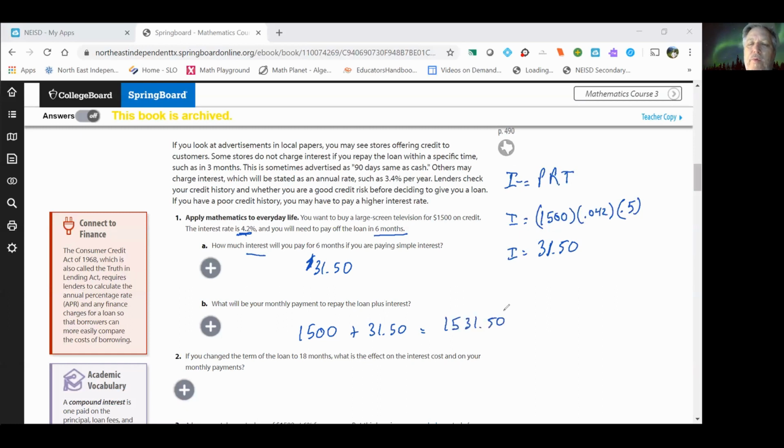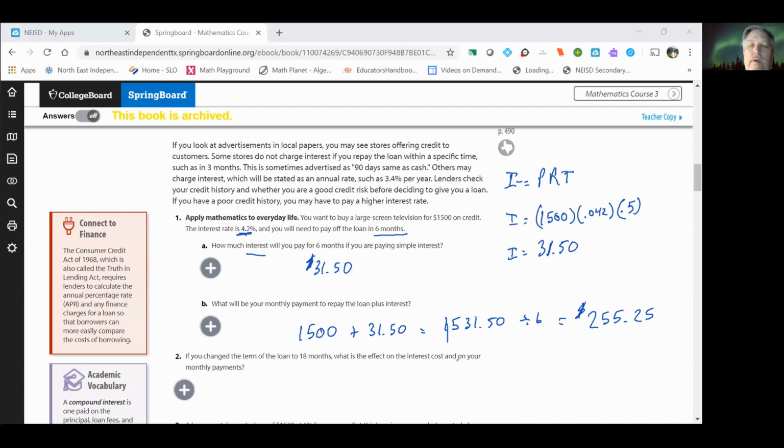$1,531.50. And we're going to take that and divide that by 6 months, or 6 payments. And we should get $255.25. And that would be the payment that you would have to make for 6 months in order to end up paying the total $1,531.